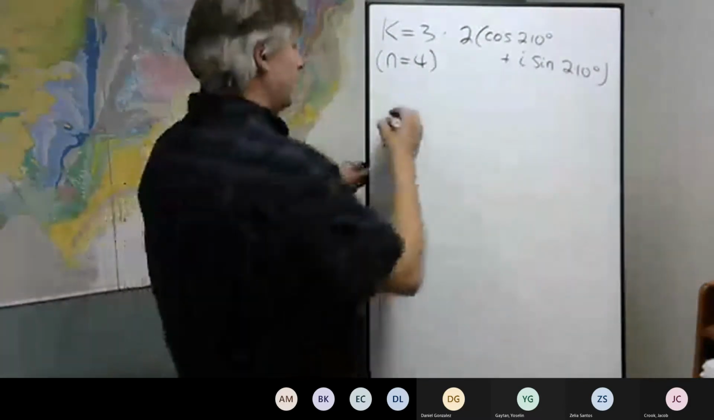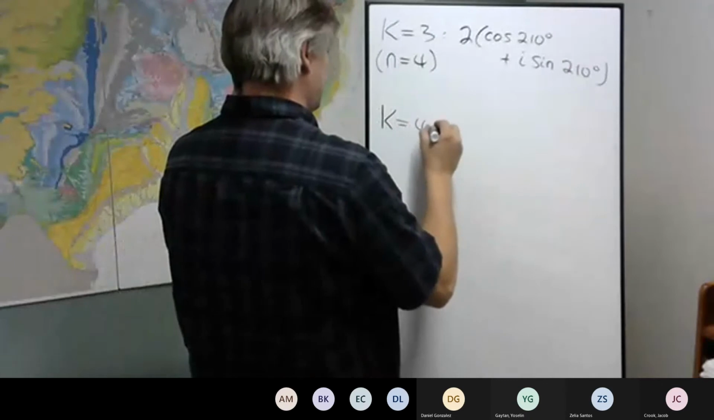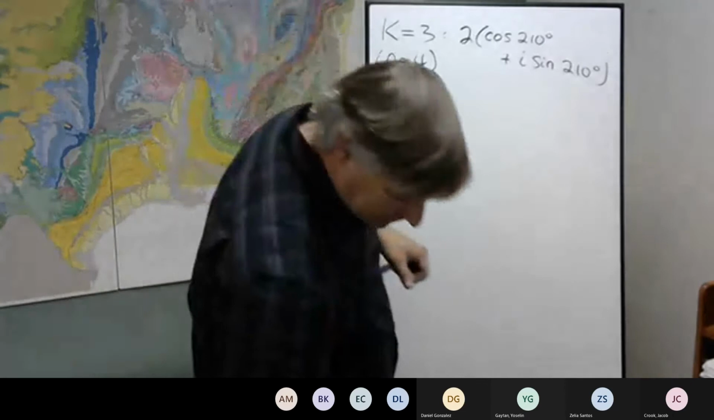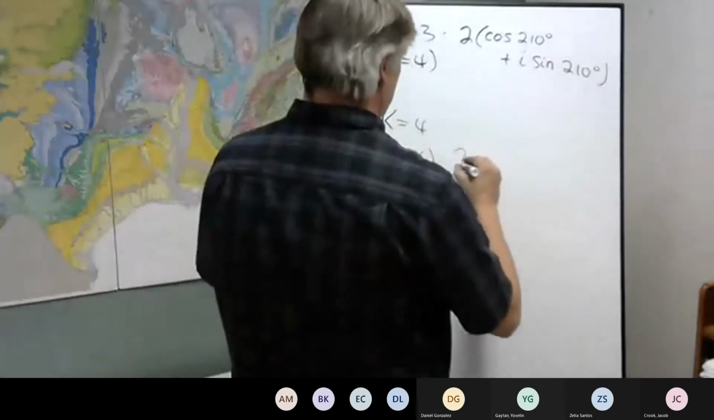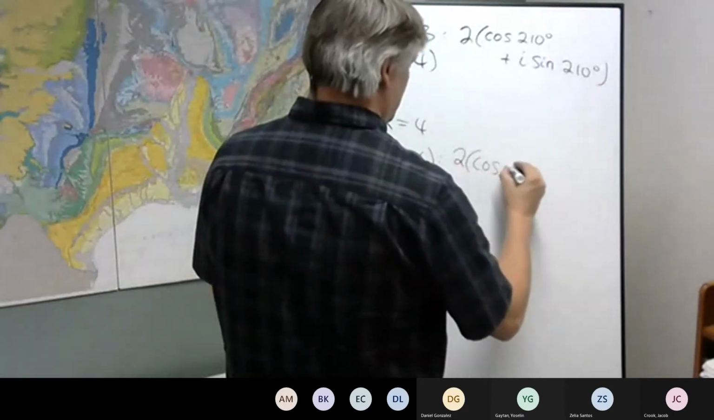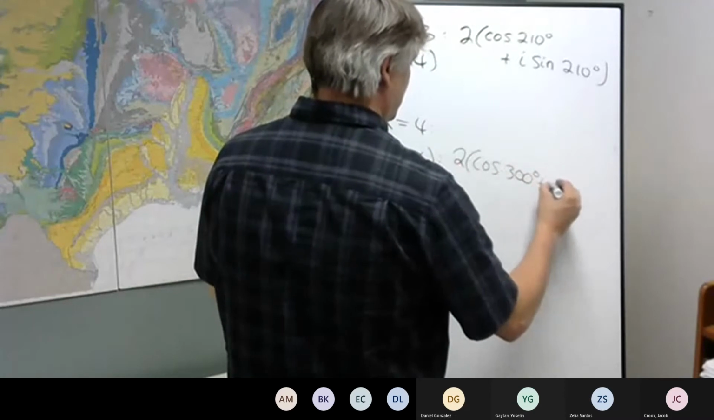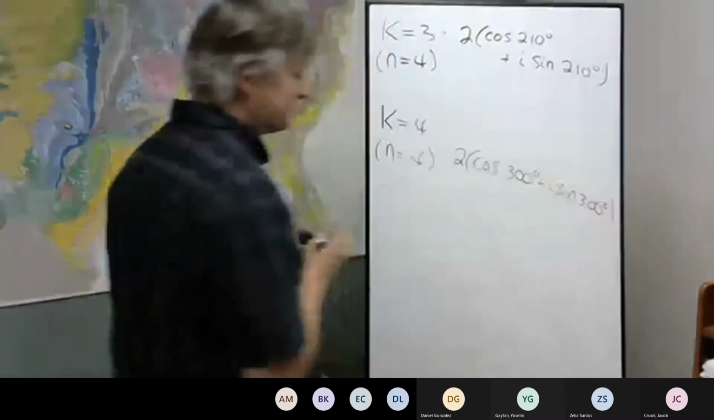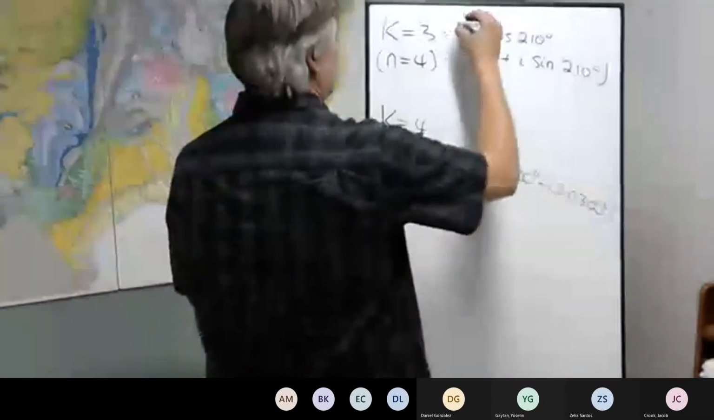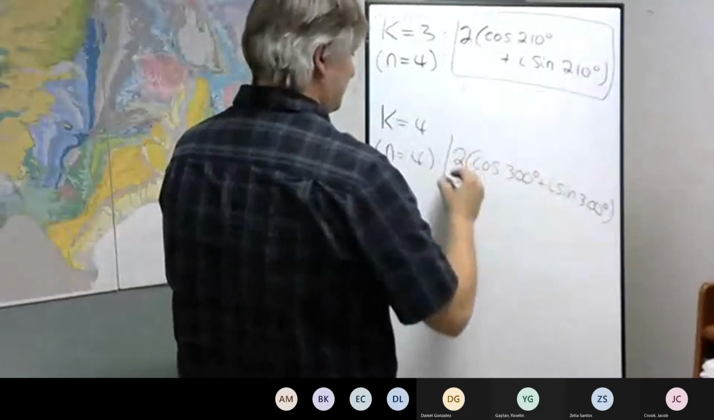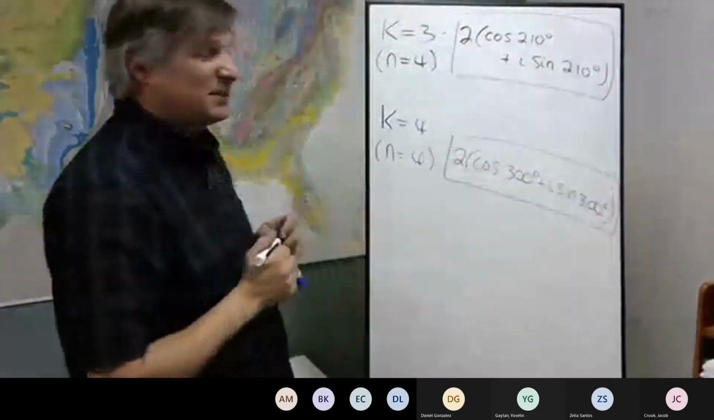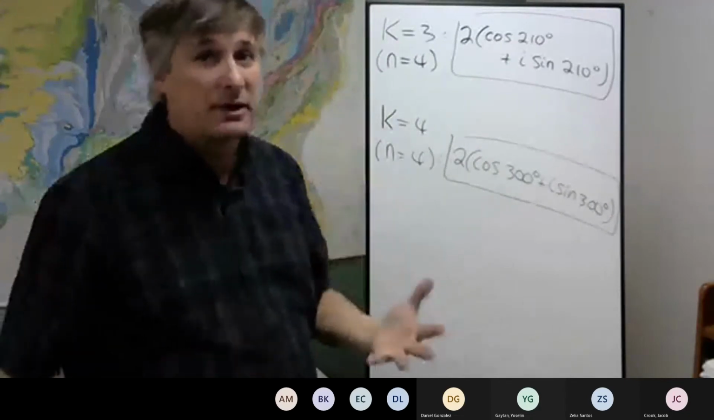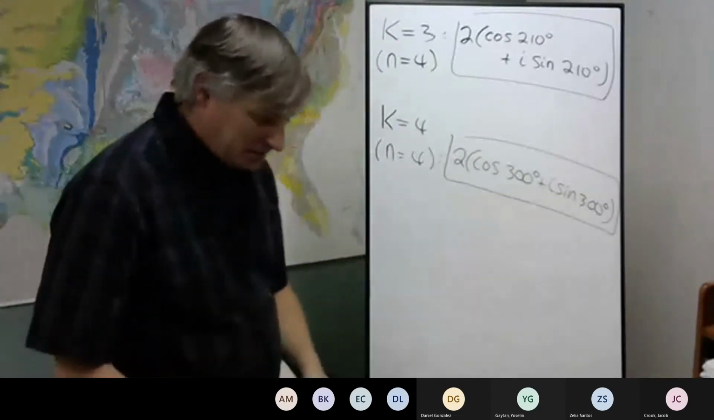And then for k equals 4, we'll get 2 cosine of 300 degrees plus i sine of 300 degrees. So there's a significance to this, and let me show you what this is. This is why I'm sort of just giving you the answers here. I don't want to run out of time on that. Let me show you.